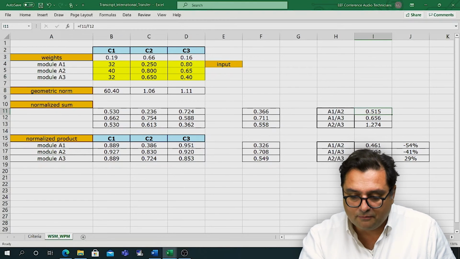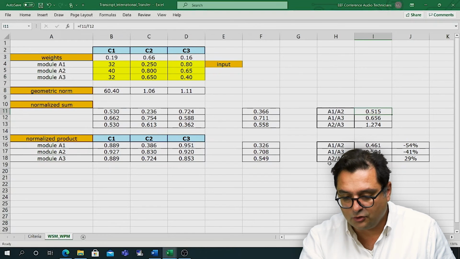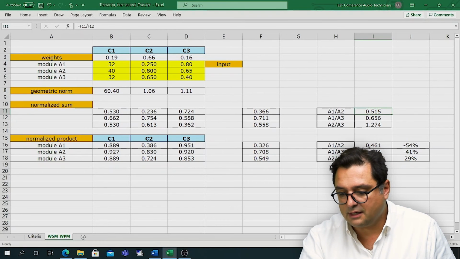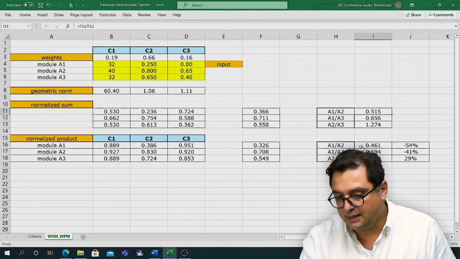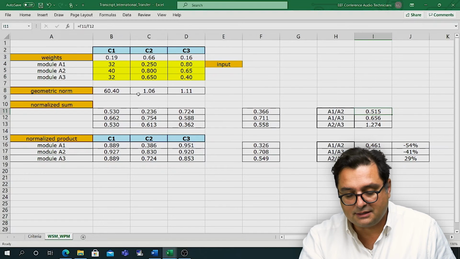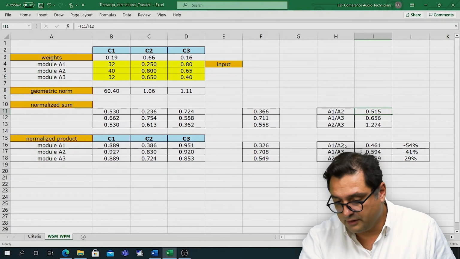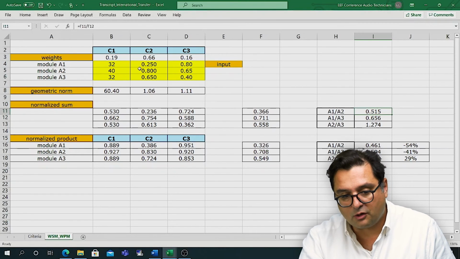What is the moral of the whole exercise? That we can see that A2 is almost similar to A3, while A1 is not very similar to A2 and A3. That is, all these results depend on our input.